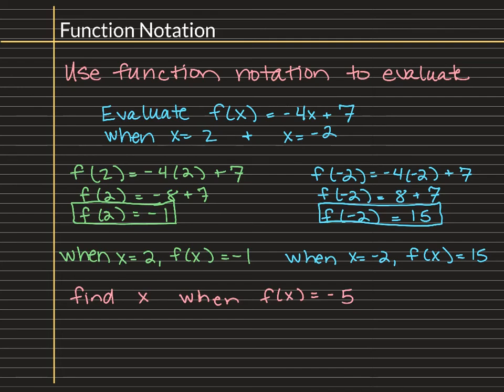Okay, so now what I'm going to do is demonstrate this. I'm going to start by rewriting the entire function. So I'm going to rewrite f of x is equal to negative 4x plus 7. That's exactly as it was before. I need to replace all of f of x with negative 5. So I'm going to erase it at this time. All right, and I'm going to replace that f of x with the number negative 5. And now what I have is a two-step equation.